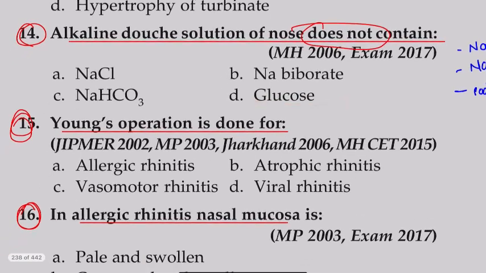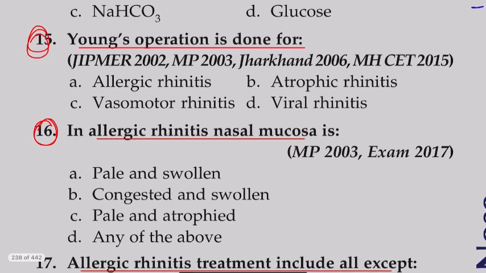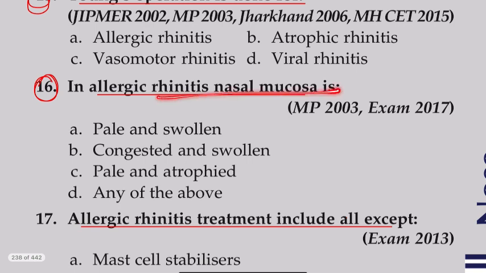Okay. Now Young's operation is done for atrophic rhinitis, we know about it. In allergic rhinitis, the nasal mucosa is in an allergic condition. It is not congested, since congestion occurs in inflammation, so it is pale. But pale, will it be swollen, or will it be atrophied? Here it will be pale and swollen.